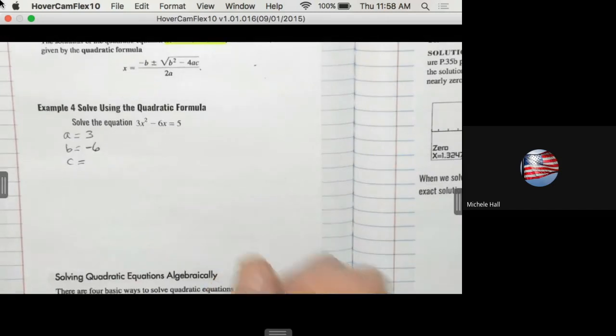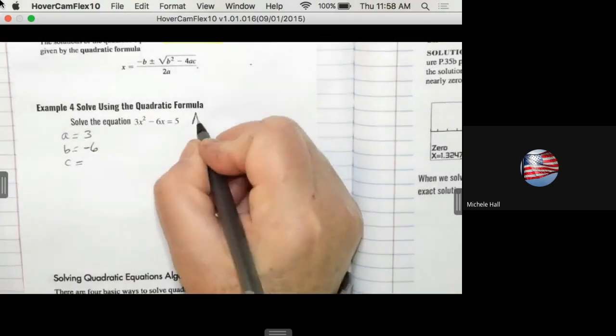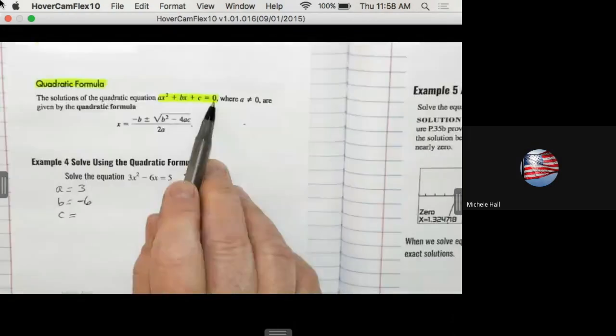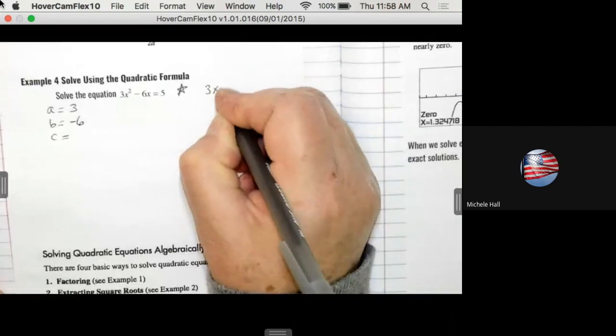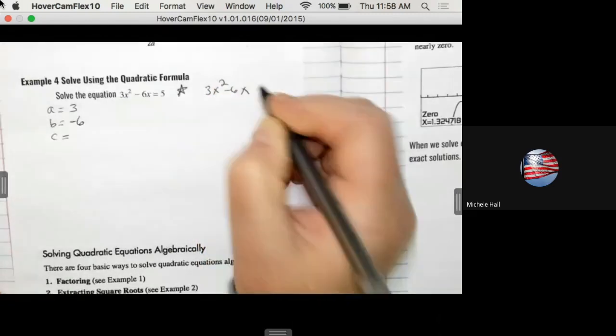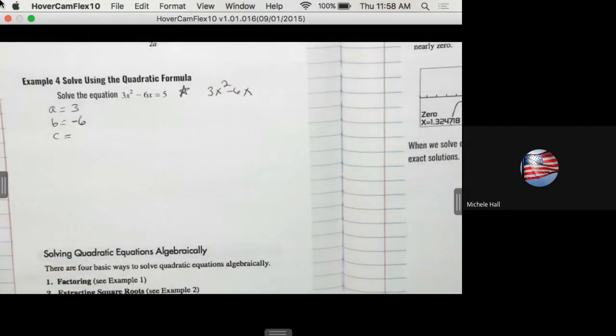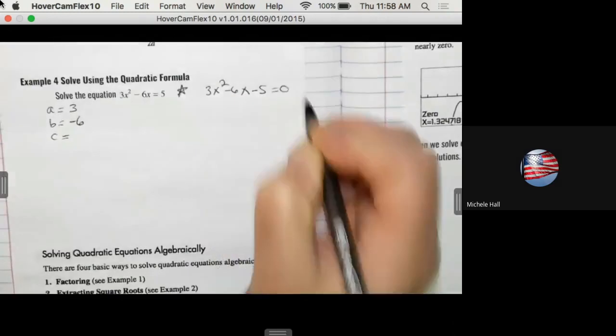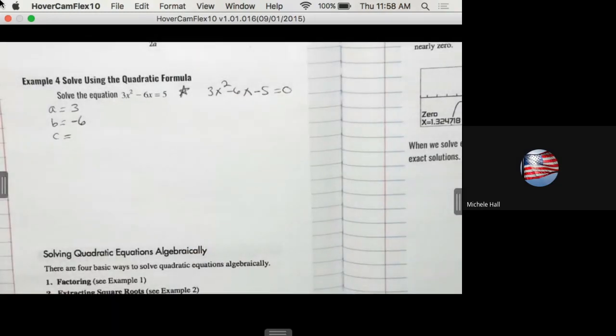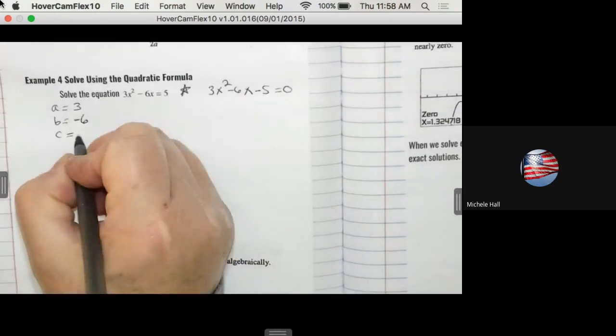Now, we need to actually make sure that it's set equal to 0. Otherwise, we won't see everything correctly. So that's 3x squared minus 6x. If it's a positive 5 on the right, what's it going to be on the left? It's going to be a -5 when I shift it over to the left, equals 0. And now I can clearly see that my c term is -5.